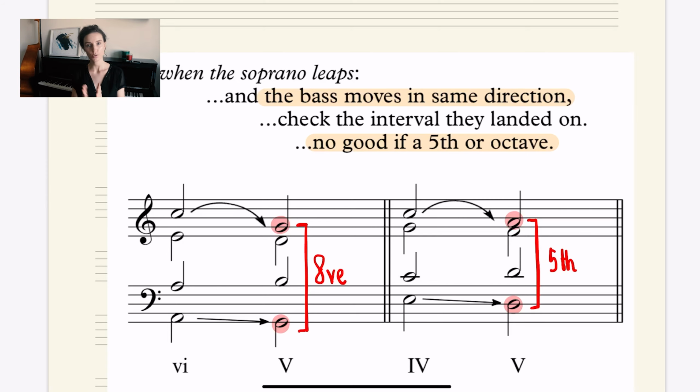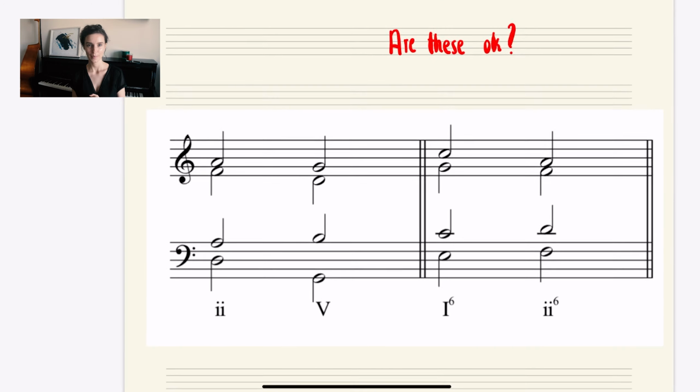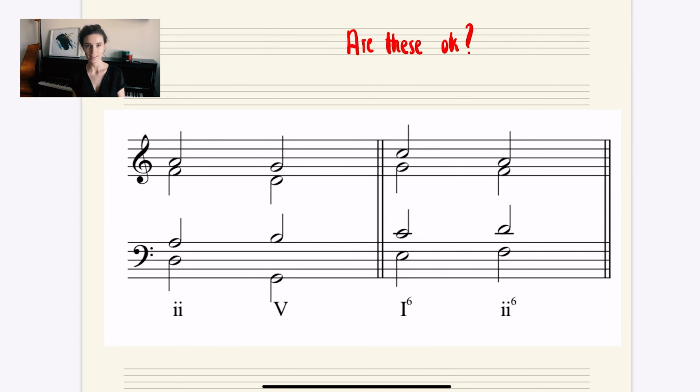So if you have two chords and your soprano and bass move in the same direction, and in the second chord they end up on a fifth, this is hidden fifths, and they should be avoided. Take a look at these examples and ask yourself which ones are okay, which ones are not okay. Feel free to pause the video and take some time to think about the answers.